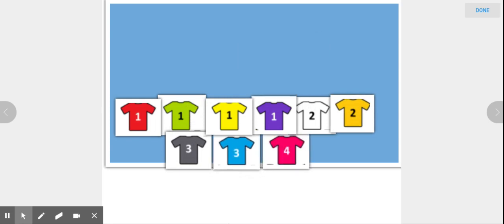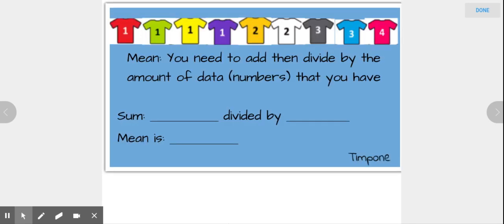All right, and I always like to double check. 1, 2, 3, 4, 5, 6, 7, 8, 9. I have 9 numbers, so when I double check that I put them in order, I am going to count them and make sure that I have 9. 1, 2, 3, 4, 5, 6, 7, 8, 9. So there we go. I have it all correct and there are 9. So let's find the mean.